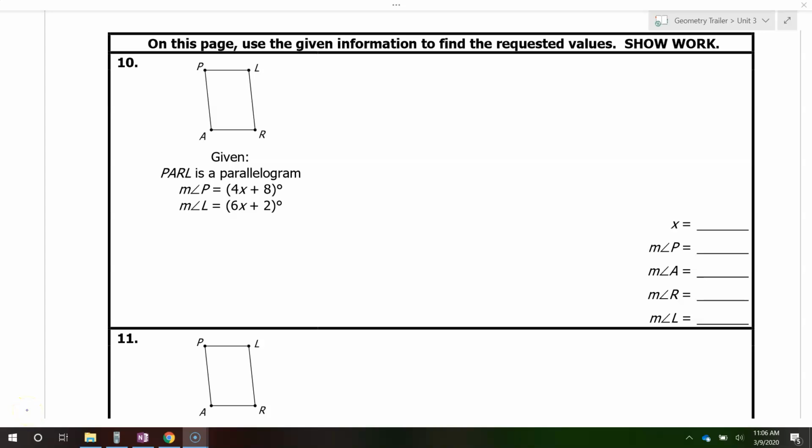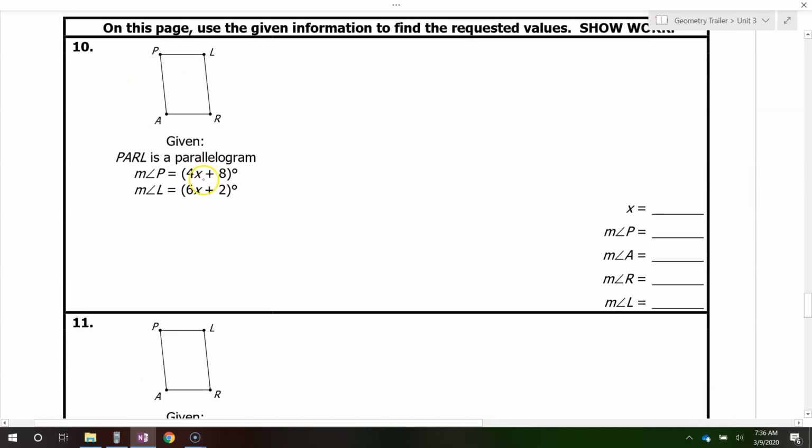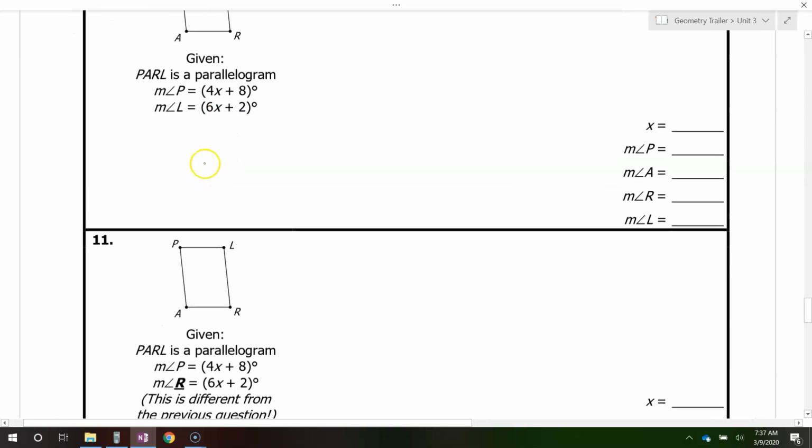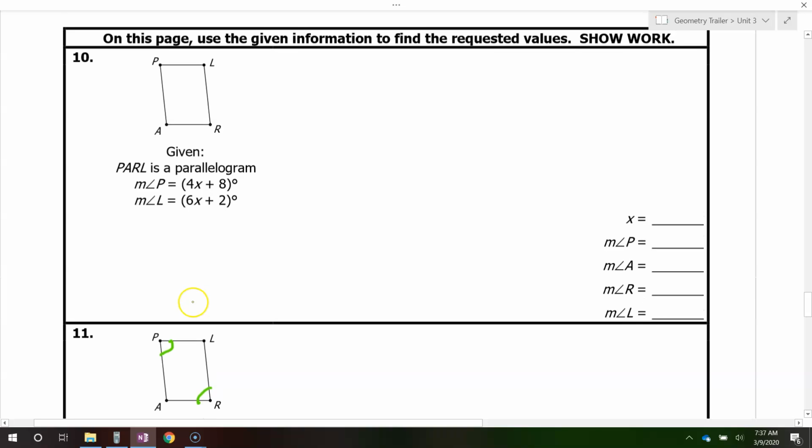In this video, I will show you how to use the properties of parallelograms to find unknown values. All right, this is a parallelogram. So parallelograms, there are some special properties. Opposite angles are congruent. So opposite angles are angles like angle P and angle R. These are opposite angles. They will be congruent.